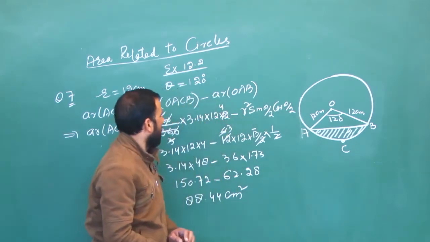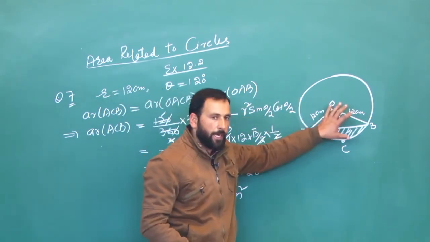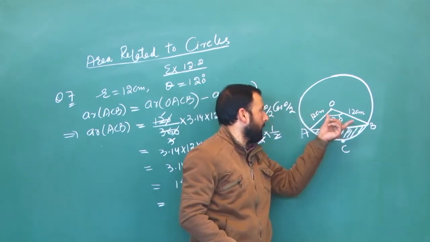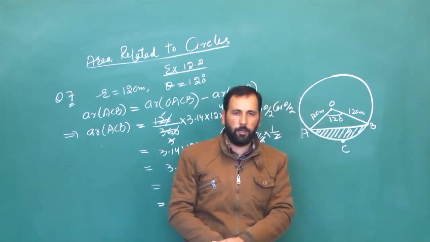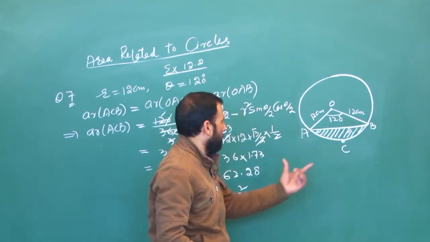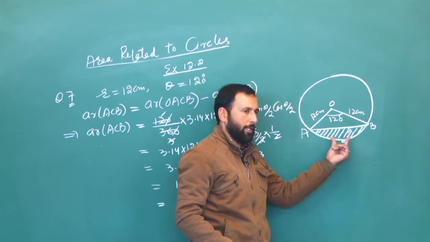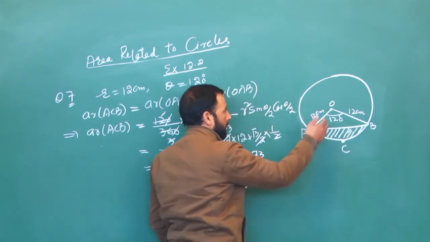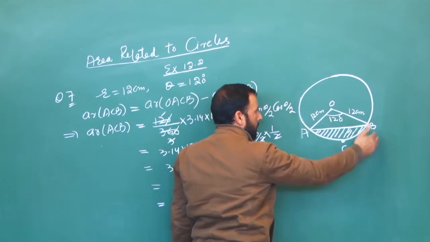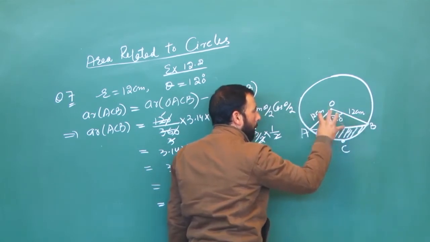So once again we recap this question. We have a sector OACB here, and the radius is given, that is 12 centimeter, and the sector angle is given, that is 120 degrees, and we have to find out the area of this corresponding segment, that is ACB. Clearly this corresponding segment, we can find this area by area of sector OACB minus area of this triangle OAB.